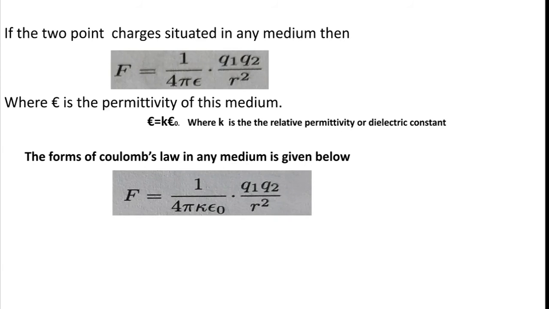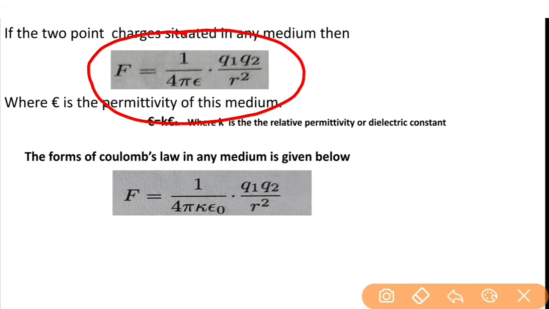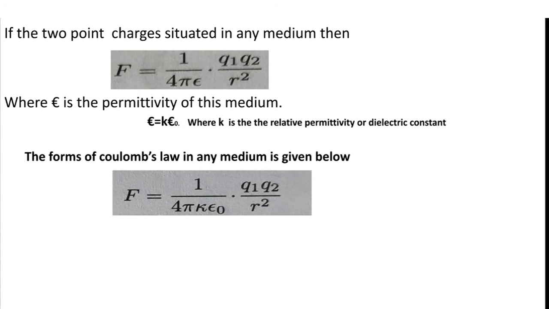Now the next. If we put these two charges in a medium that is not vacuum, any other medium where the permittivity is epsilon, we get the mathematical form of Coulomb's law: F equals 1 by 4 pi epsilon, not epsilon naught, that is epsilon, Q1 Q2 by R square, where epsilon is the permittivity of this medium.